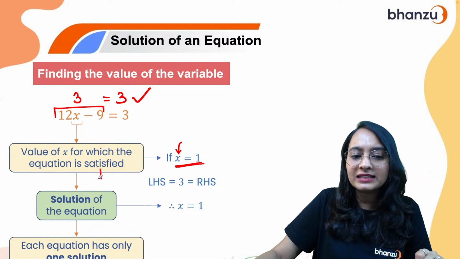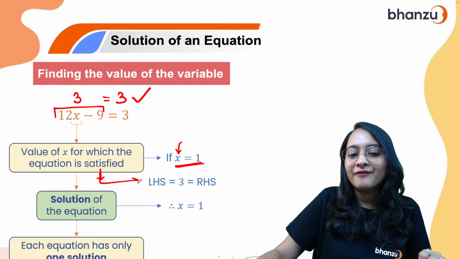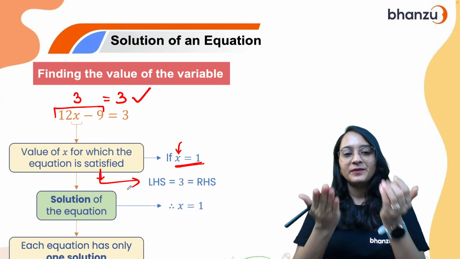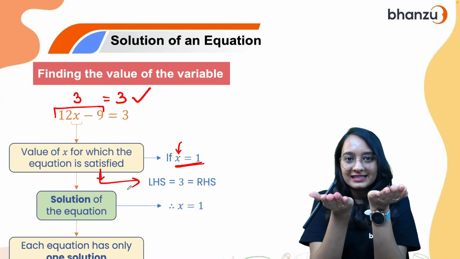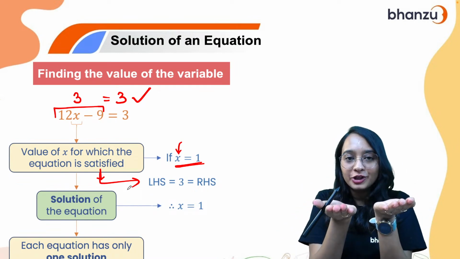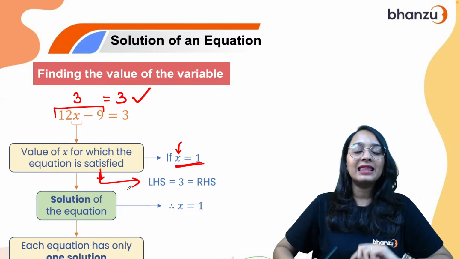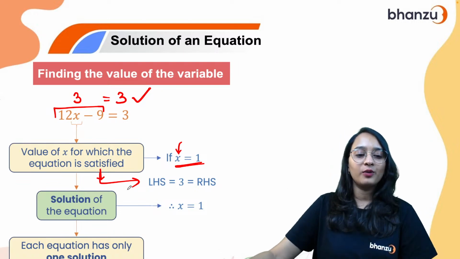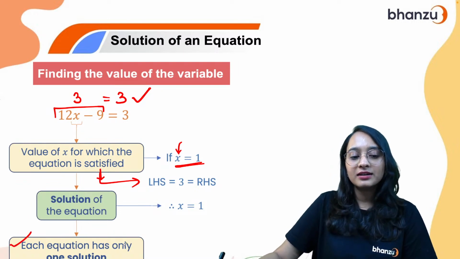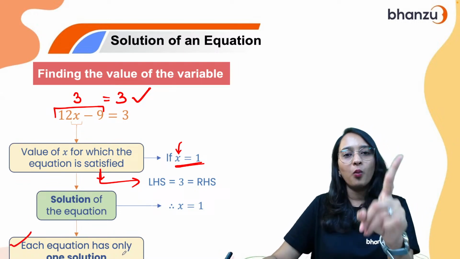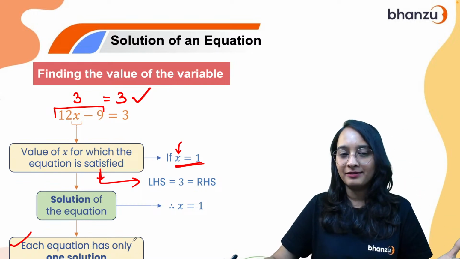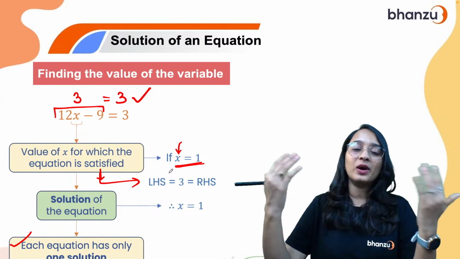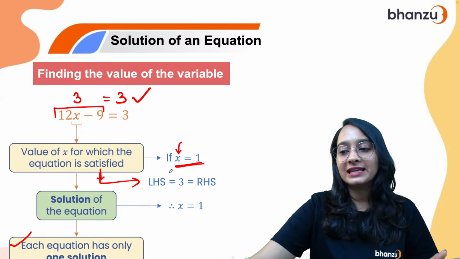When do you say that the equation is satisfied? When your left hand side is equal to your right hand side. When it is balanced like this, when you substitute the value, is when you can say that we found the solution of the equation. So each equation has only one solution. You cannot have multiple values. You cannot say that even if I substitute x is equal to minus 1, I'll be getting the answer. You can't say that. है ना?